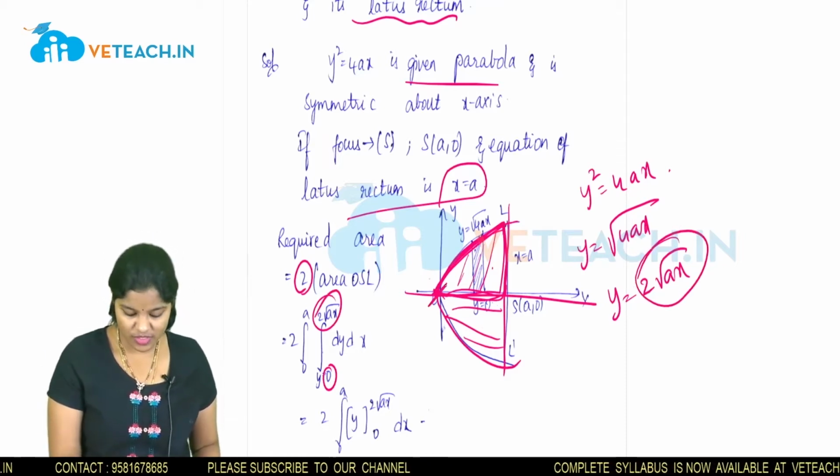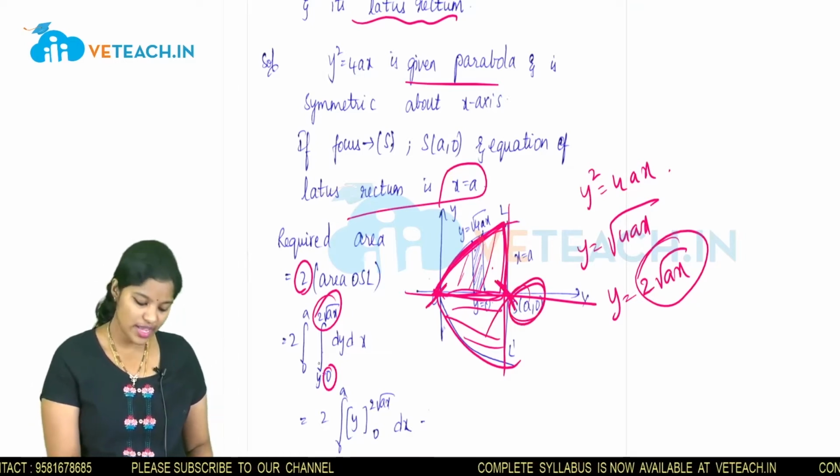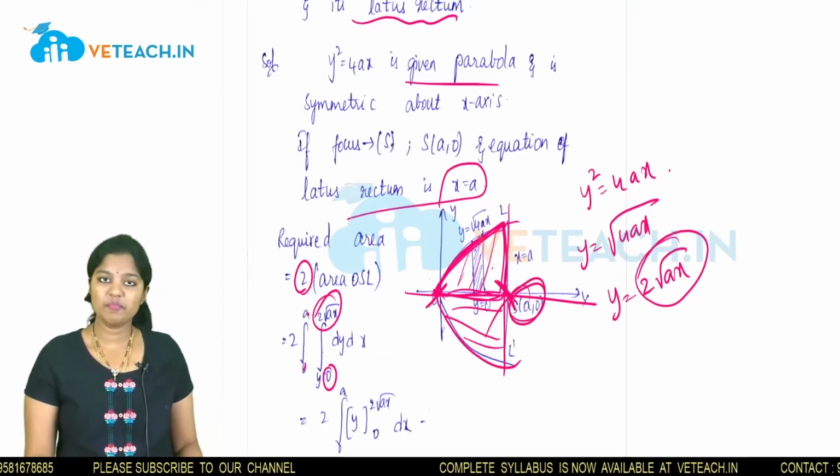And x ranges from 0 to, here what is the value of the latus rectum end? a, 0. So x ranges from 0 to a. Now simply integrate it.